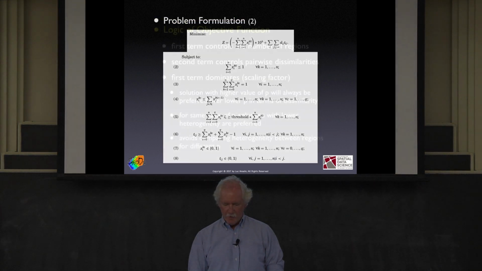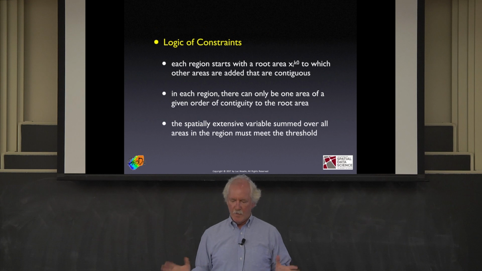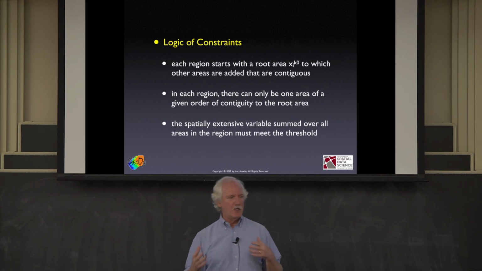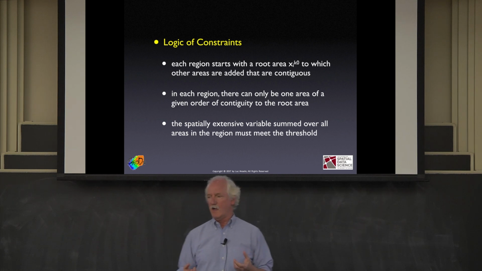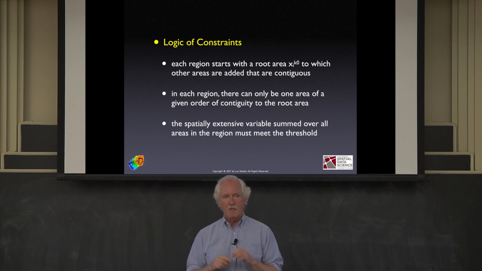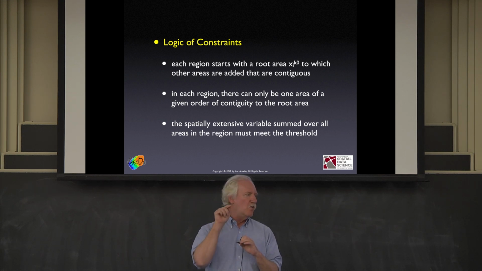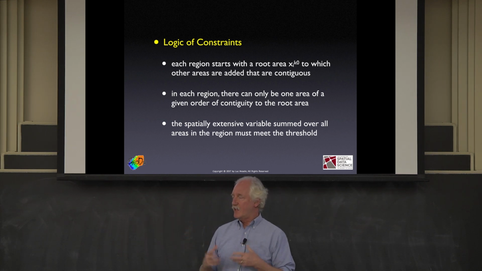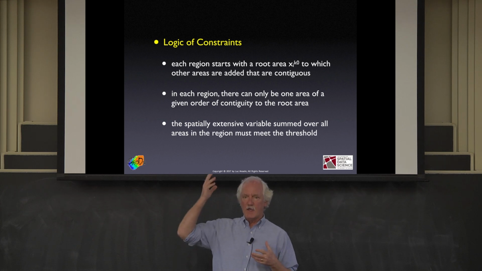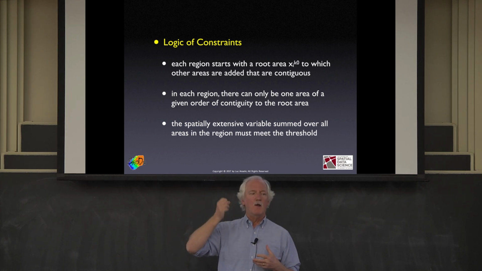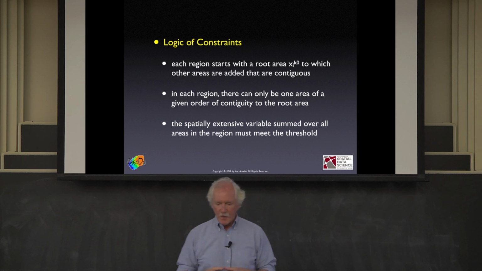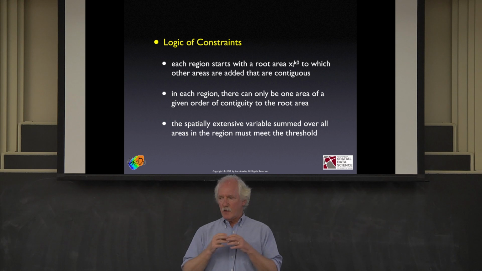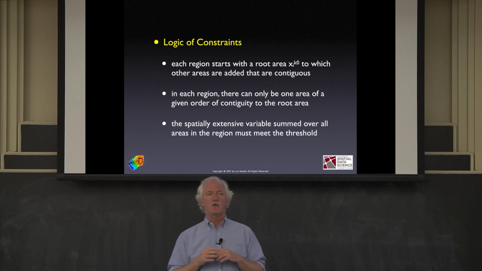So then the constraints, let me do it in words first and then I'll revisit. So as I mentioned, there's a location-allocation type of logic. So each region starts with a root area. So x_i means region i is assigned to the root area 0 for cluster k. So if k is 5, then of all the x_i's, 5 of them will be 1, all the other ones will be 0. And then in each region, we can only have one area of contiguity for a given order. That's the weird thing here. That's how we get the contiguity constraint.